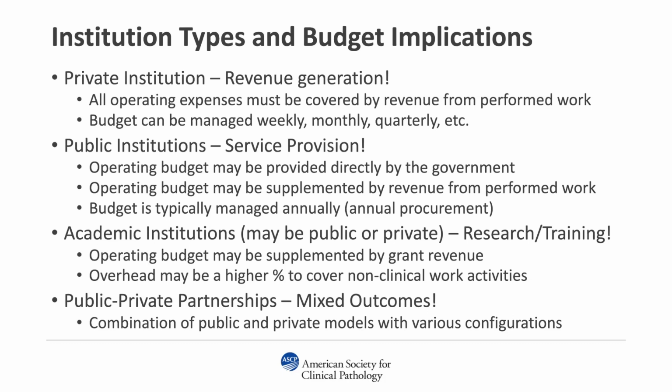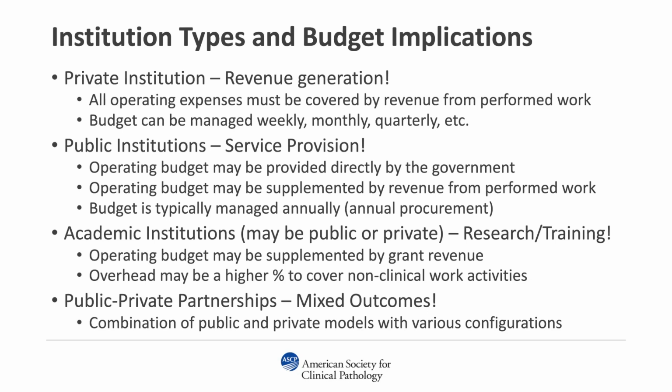And I make this category distinction because these could be public or private, but the academic institutions have research and training as one of their primary goals of what they're doing. They're absolutely doing service provision. They may or may not be doing revenue generation, but as part of what they're doing, they have research and training. And why is that important? Because the operating budget may be supplemented by grant revenue.